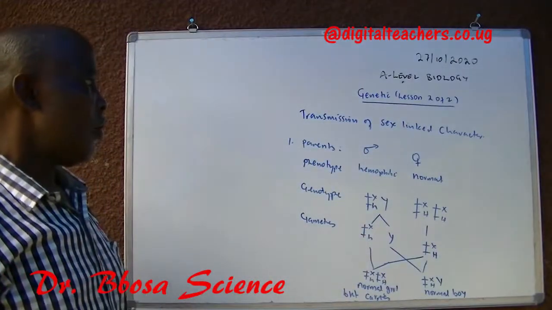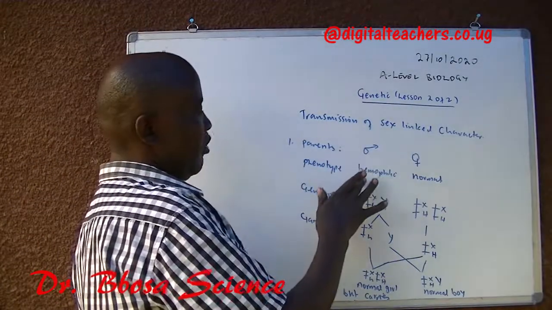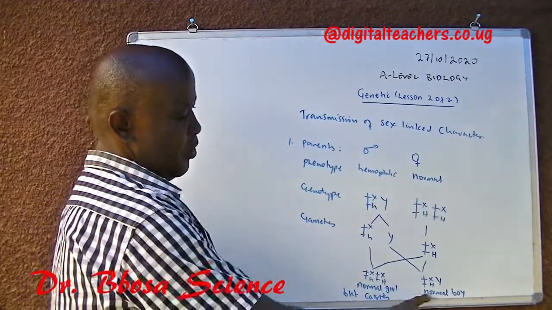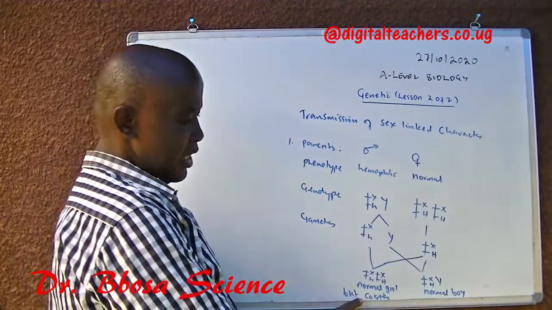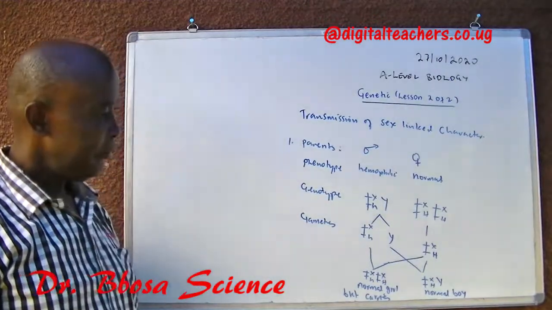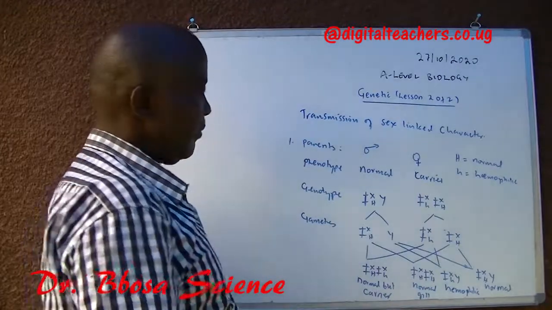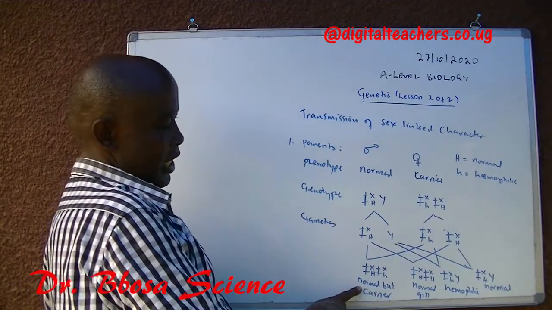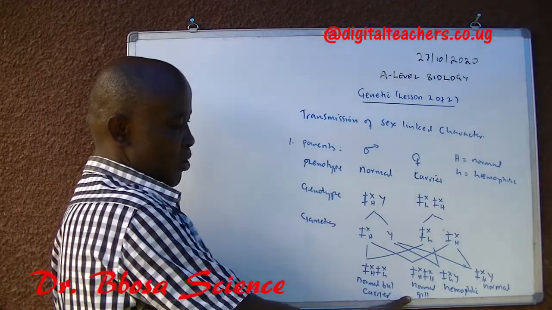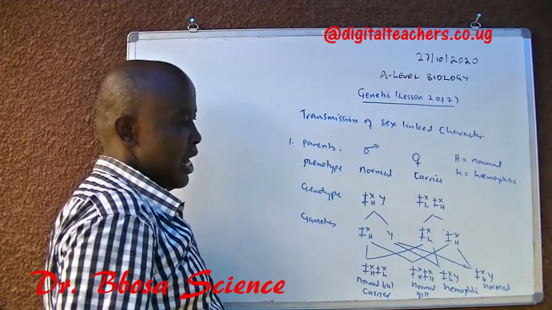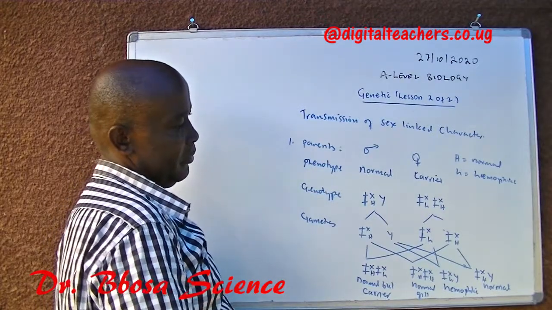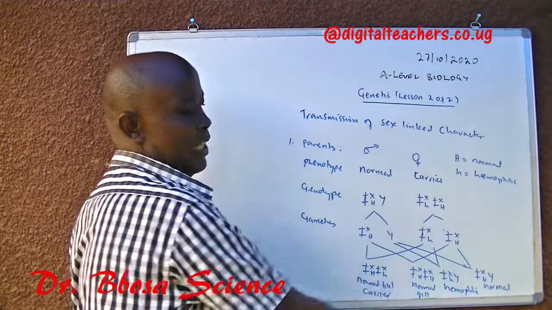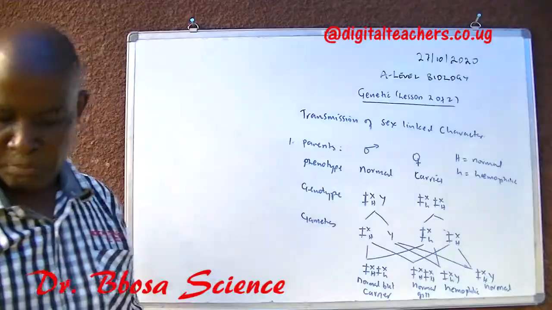Transmission of sex-linked character. For the parent, the male is hemophilic, the female is normal, then all the children are normal, but the girls are carrier. When the man is normal and the woman is a carrier, then half the girls are normal, half are carriers. But half the boys are hemophilic, half the boys are normal.